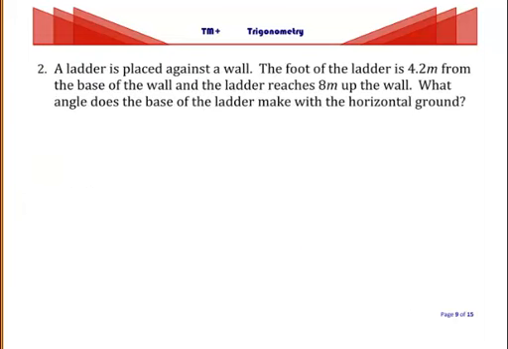A ladder is placed against the wall. The foot of the ladder is 4.2 metres from the base of the wall, and the ladder reaches 8 metres up the wall. What angle does the base of the ladder make with the horizontal ground? Okay, so let's draw a picture.